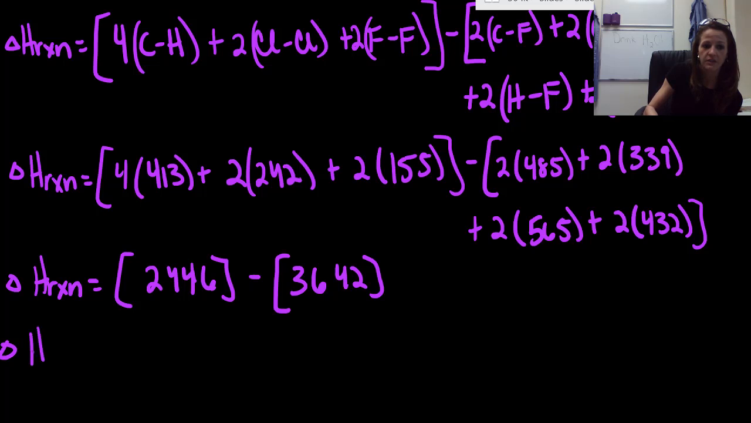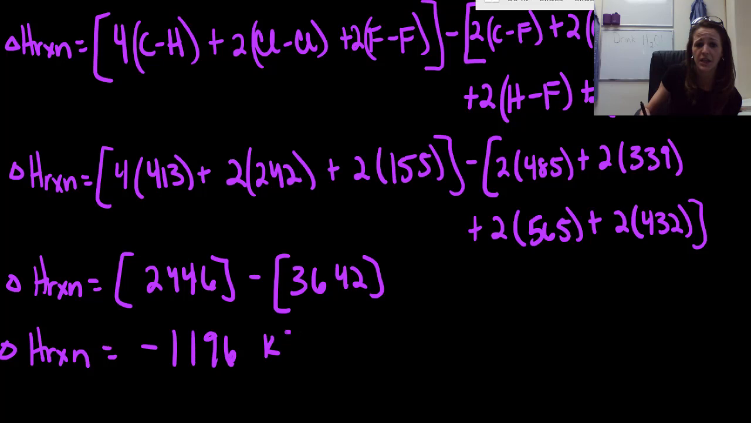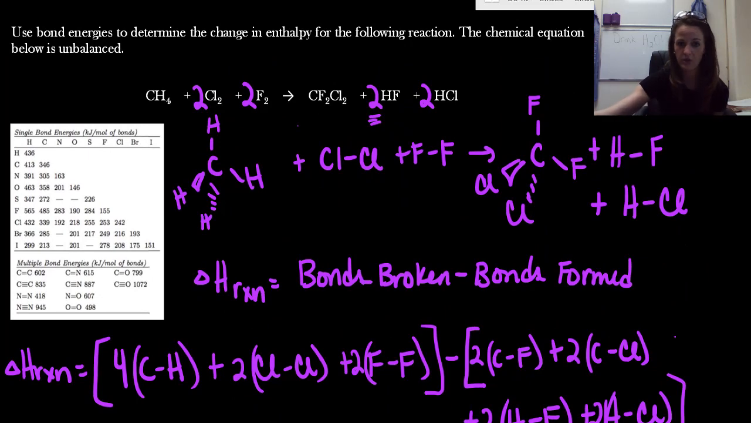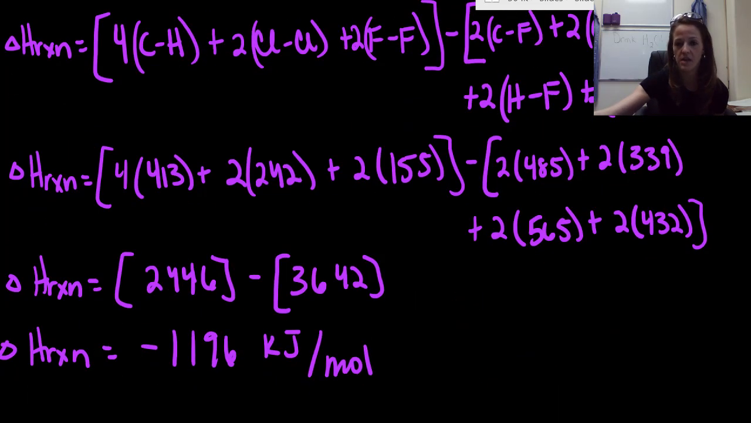Okay, and the last step is to just do very, very simple math. So you have delta H of your reaction, plug it into your calculator, 2446 minus 3642, and your answer is negative 1,196 kilojoules of energy released per mole of methane burned, okay? So that's how you have to think of it.